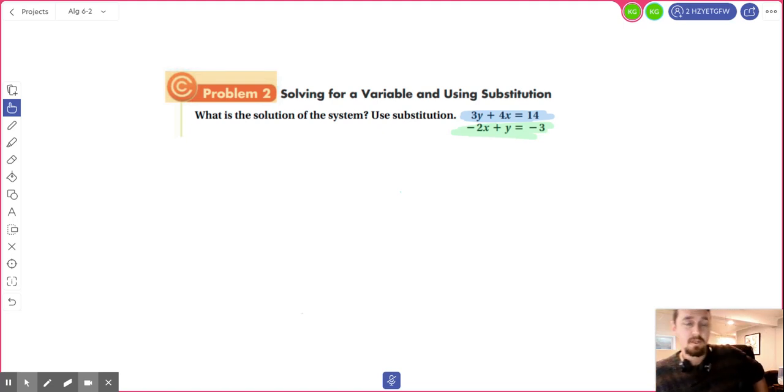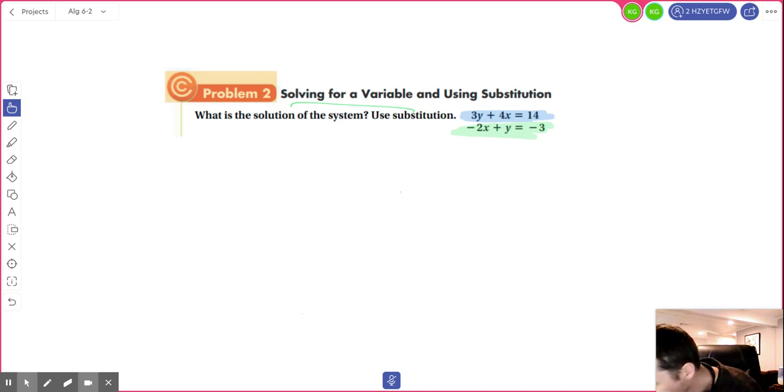Okay, next we're going to look at what happens when we have one more step before we can get started. We have to solve for a variable first. Here in my blue and green equations, I don't have any of the variables by themselves, so I don't know what any of the variables alone equal, and so I can't use substitution yet.